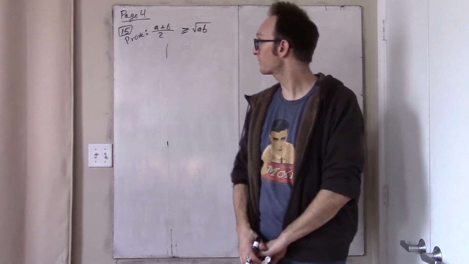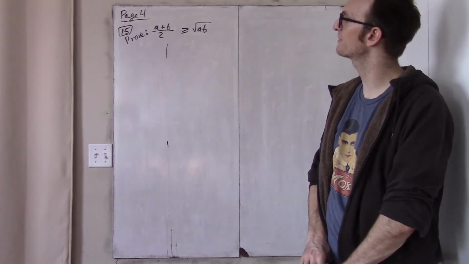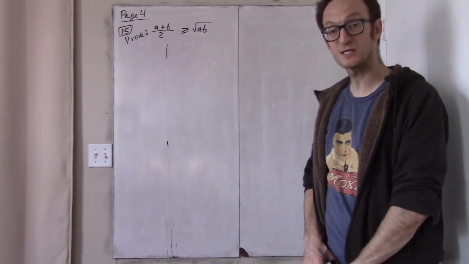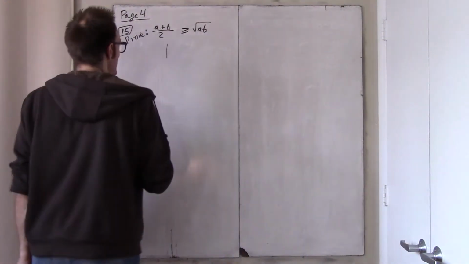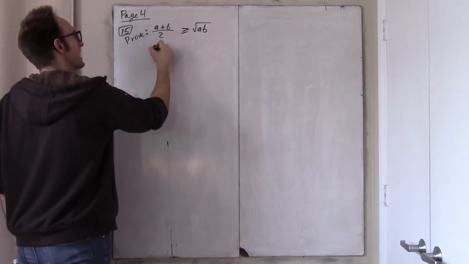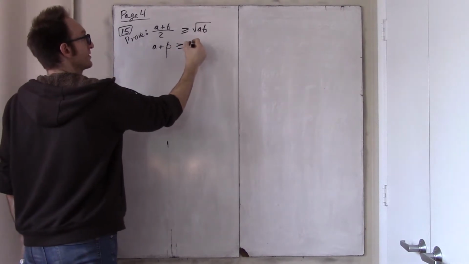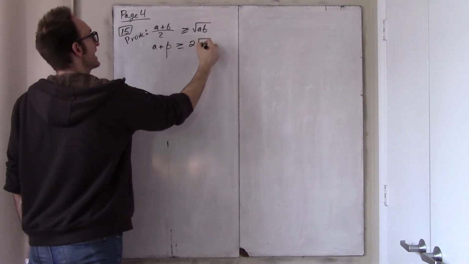So let's work backwards. This is what I'm trying to prove. So what would have to be true in order for this thing I'm trying to prove to be true? In other words, let's simplify this. One thing we could do is move the 2 over to the other side. So this is true if and only if a plus b is greater than or equal to 2 root ab.